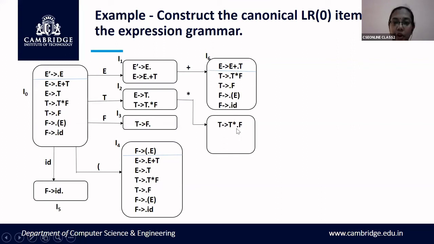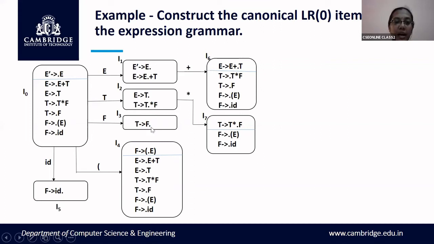Now check if dot is followed by a terminal or a variable. It is followed by a variable. If it is a variable, then you have to take the closure of that variable. So take the closure of F. Add all the production rules where F is there on the LHS. Dot is followed by open parenthesis, which is a terminal, so no closure. Dot is followed by ID, which is a terminal, so no need of taking the closure. So that is the end of goto from I2 to a new state with the name I7. You don't have any other production rules.